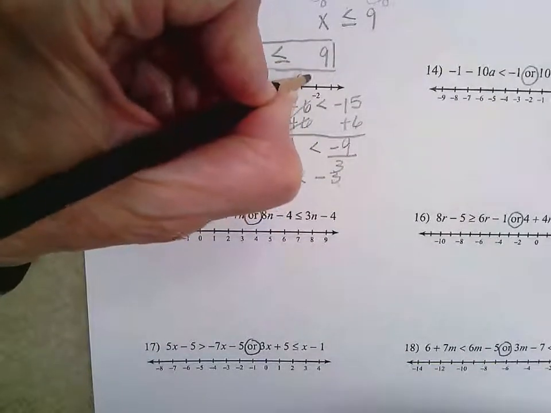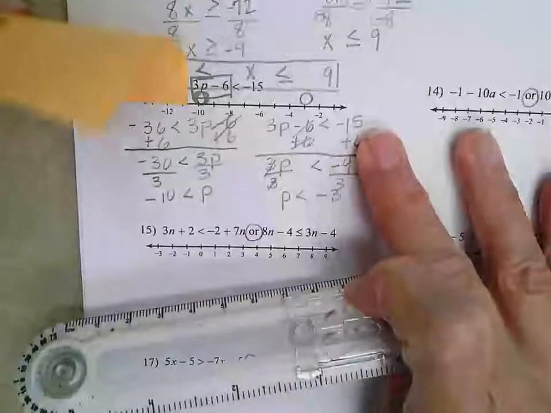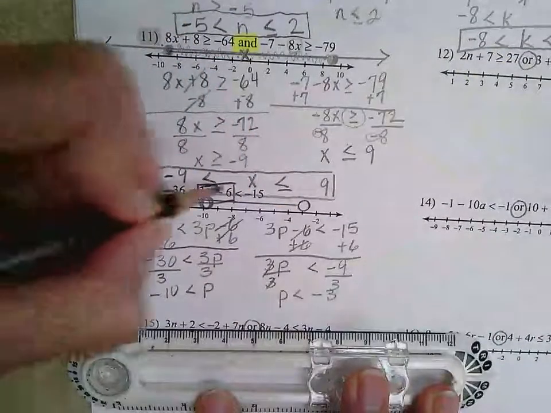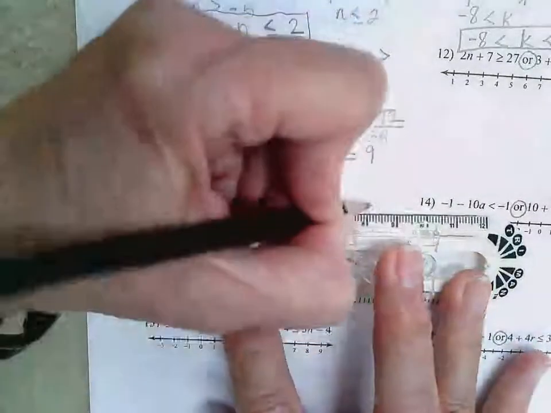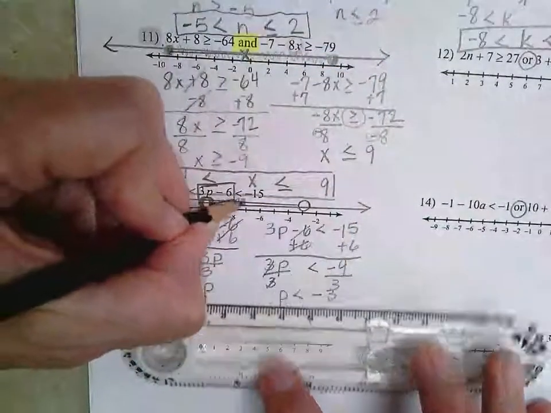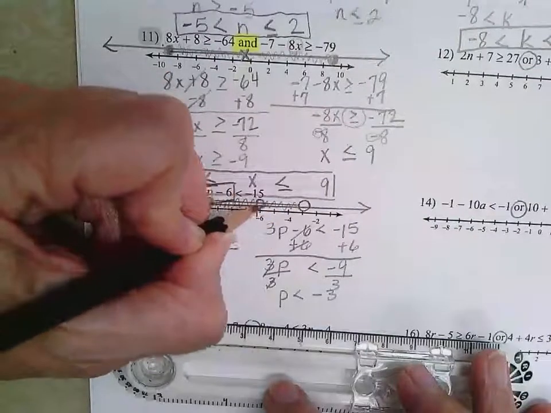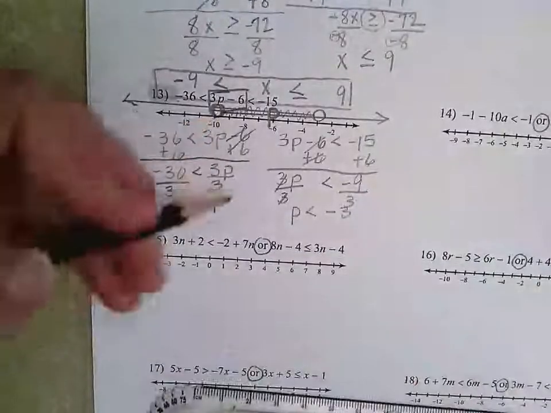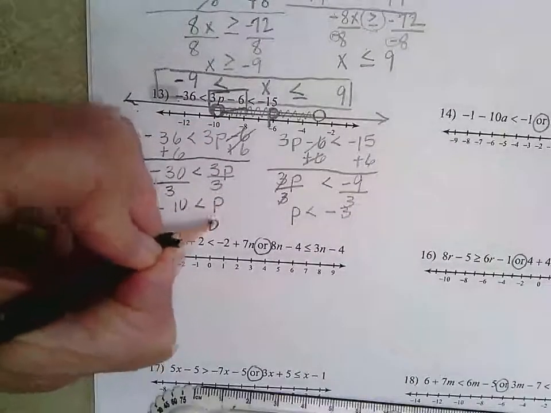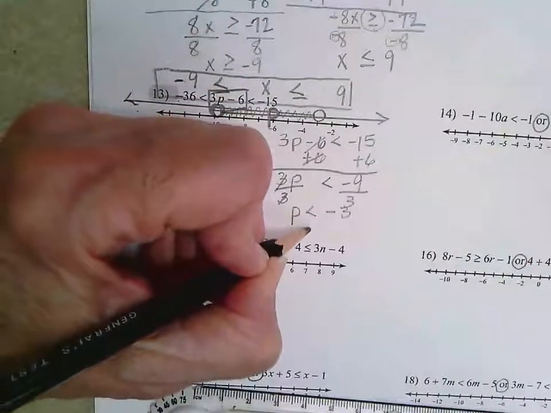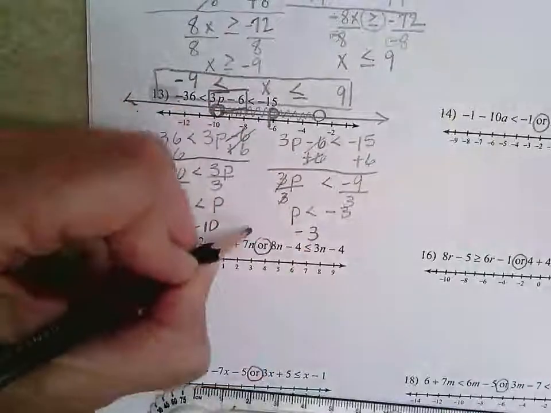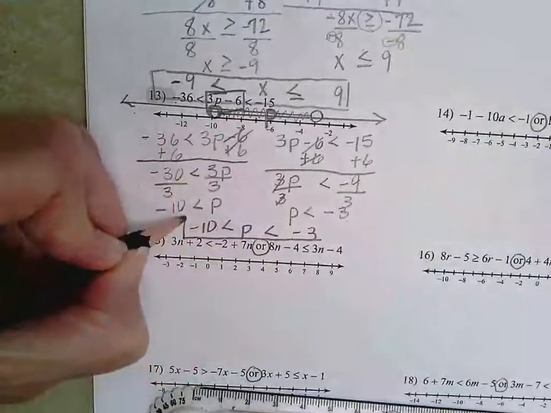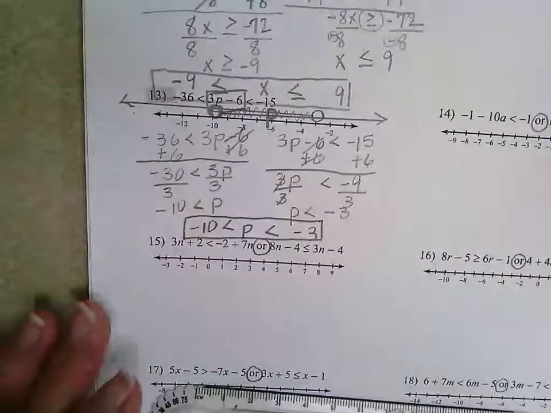Here's -3. And p has to be less than that. So that's going to go to the left. And this one is going to the right. And so right here in the middle is where they overlap. So that is where p is going to reside. So I'm going to bring the numbers down associated with my circles. -10, -3. P goes in the middle, less than, less than. There's my answer. And that is the end.